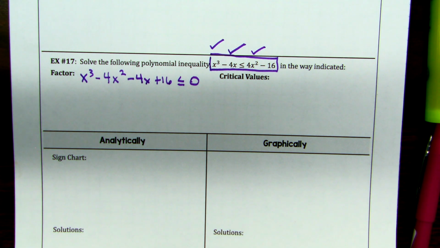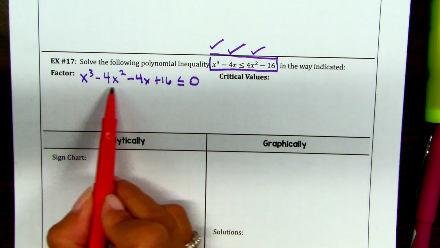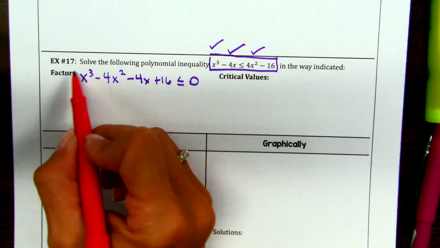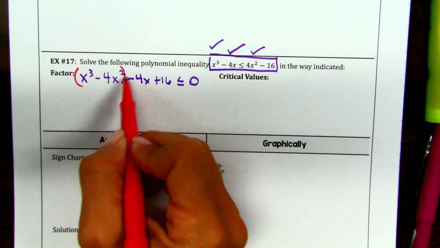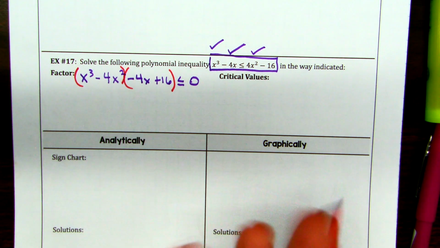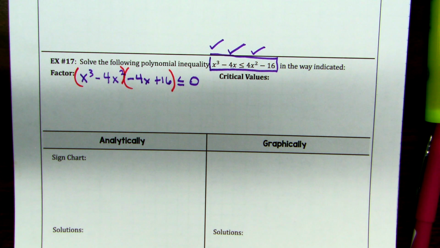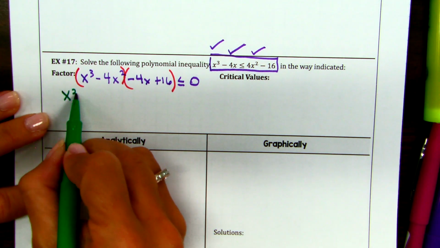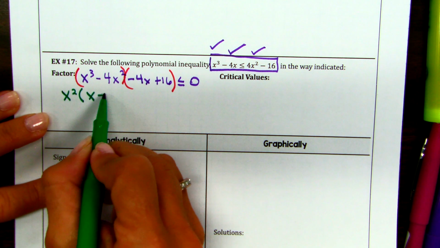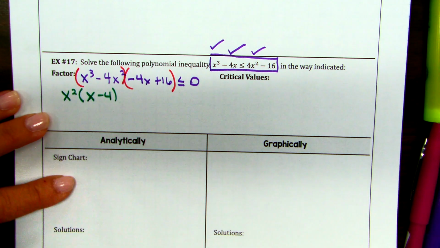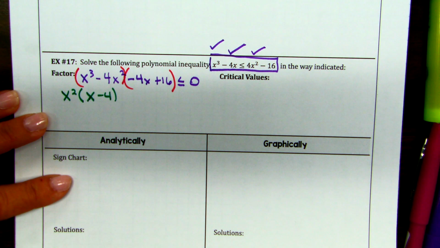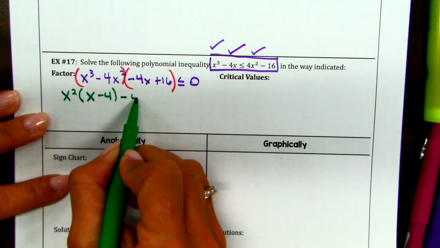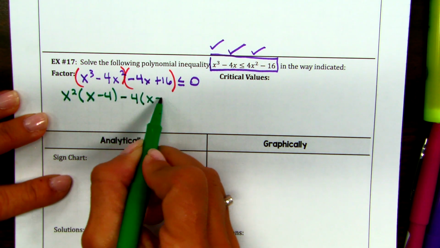Okay? And we're going to factor. Anytime you factor a polynomial that has 4 terms, we do 2 and 2, the grouping method, GCF, all that stuff. So I'm going to factor out an x squared, leaves me with x minus 4. I'm going to factor out a negative 4. That leaves me with x minus 4.